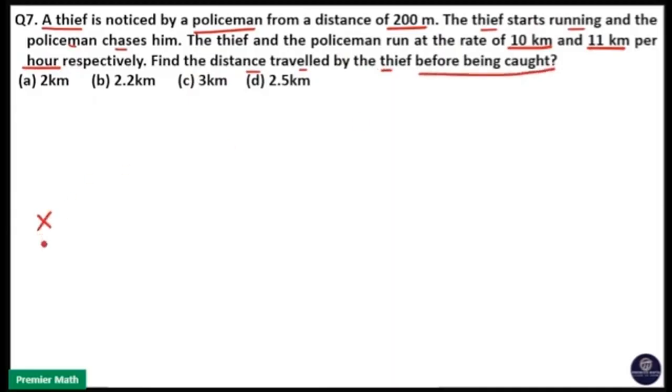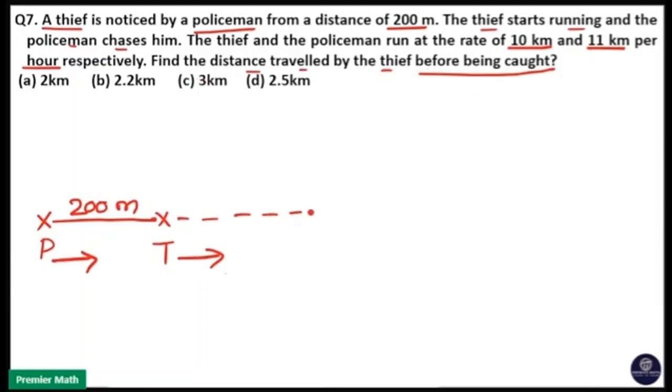So, if this is police, this is thief. This police notices this thief at a distance of 200 meters. So, this thief will travel a distance. And at a point X, I will take this point as X, this police will catch this thief. That means this thief will travel a distance D. So police will travel distance D plus 200.